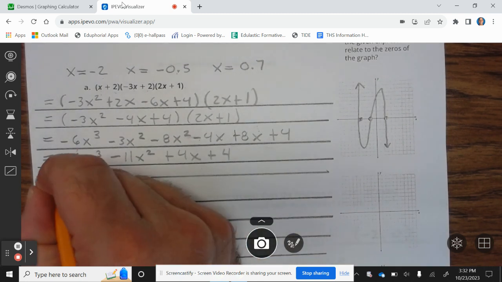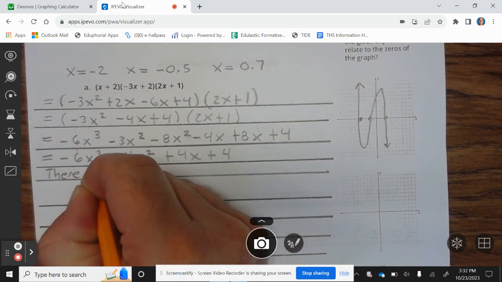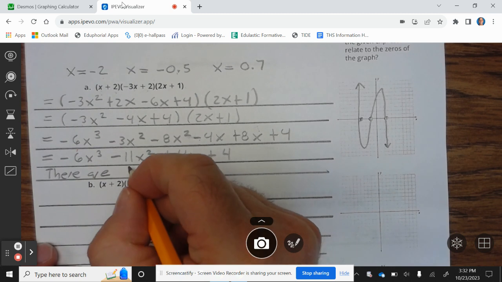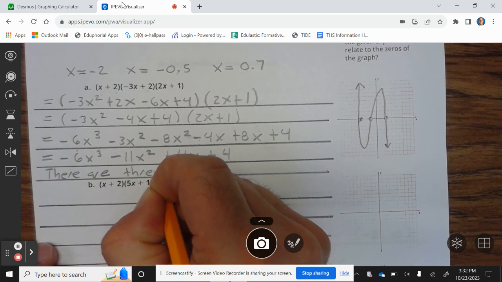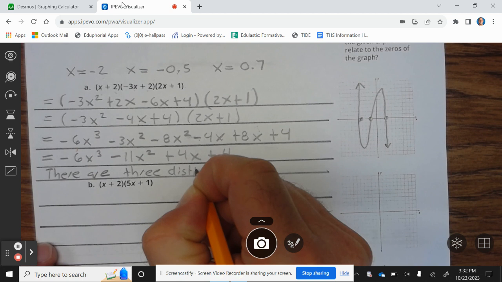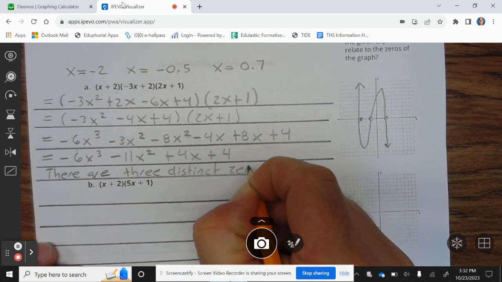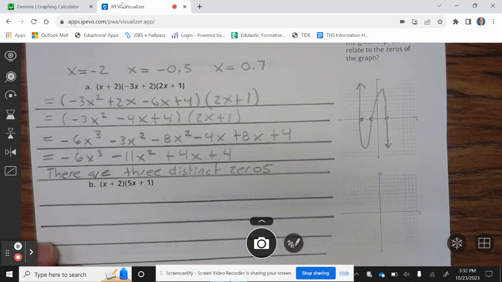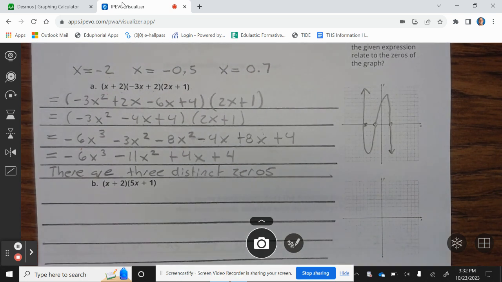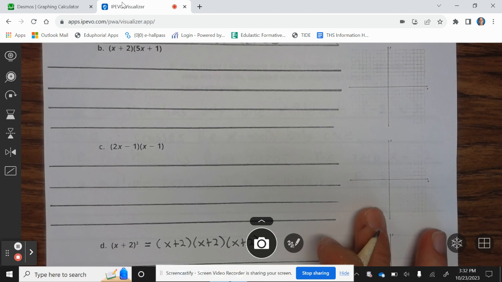We can say that there are 3 distinct zeros. Okay, go ahead and finish up 2a. All right, let's take a look at 2b.